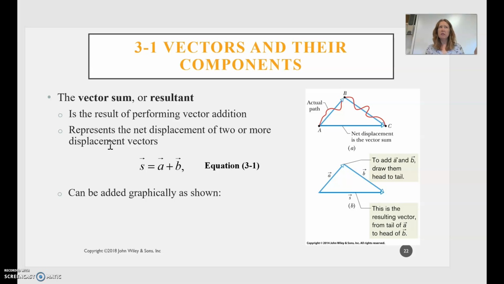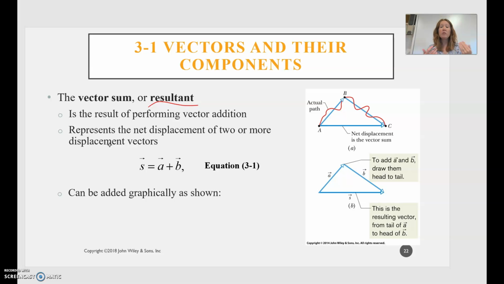And I'm not sure that we talked about this word resultant. So that just refers to the sum of any 2 vectors. It doesn't have to be a displacement vector. It can be a velocity vector or a force vector when we get to that.